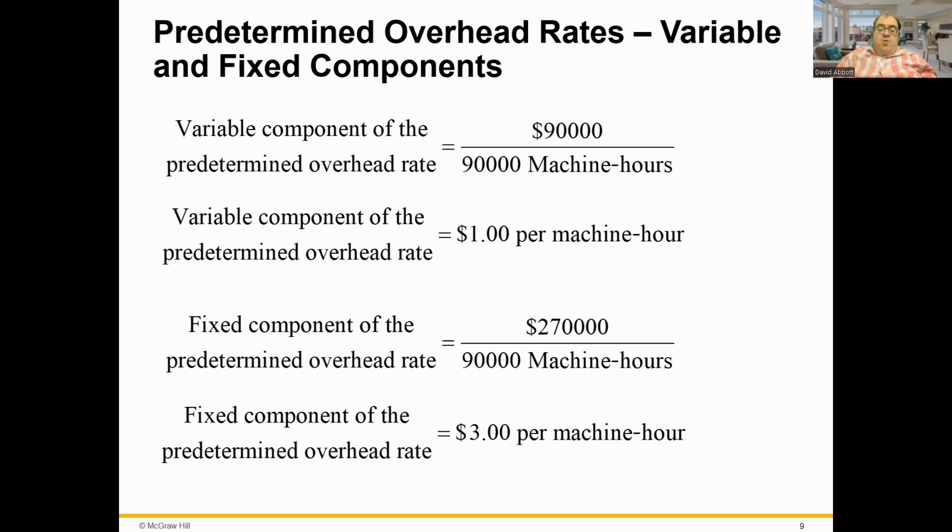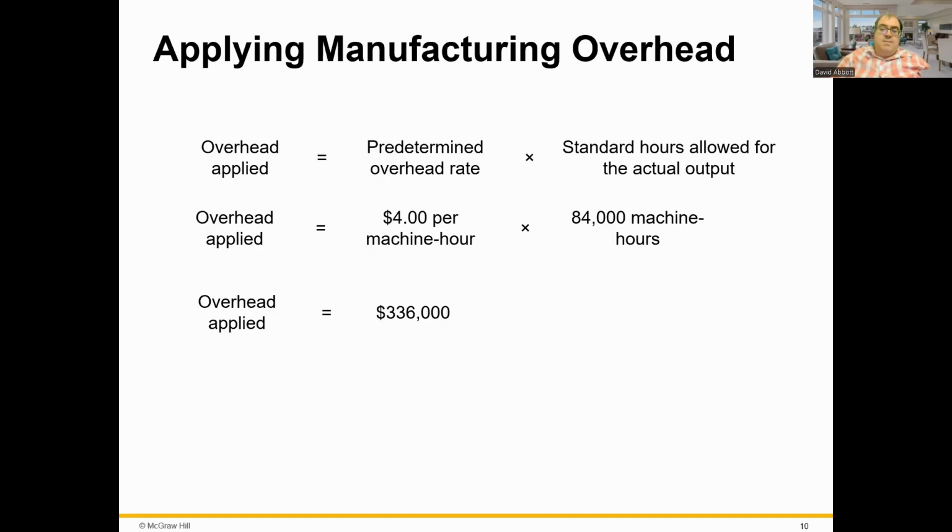This rate can be broken down into the variable component, which is $1 per machine hour, and a fixed component, which is $3 per machine hour. The fixed component of the predetermined overhead rate will be used to compute the volume variance. So again, taking the variable component divided by the base, that'll give you the amount.